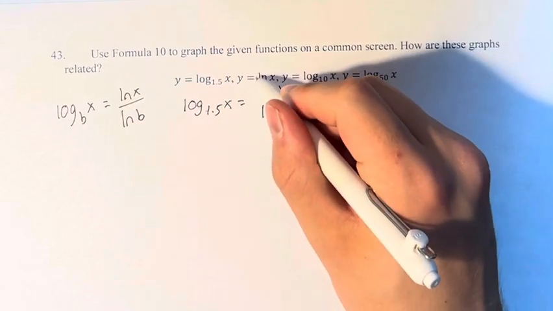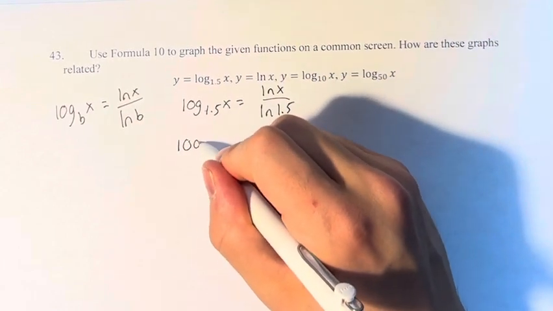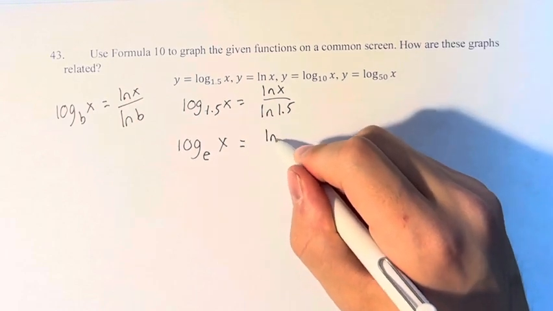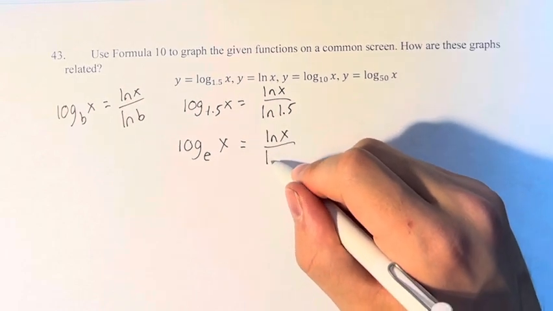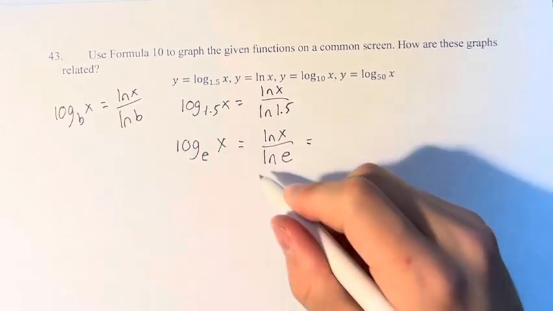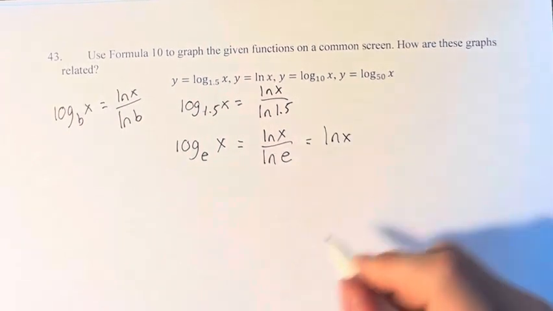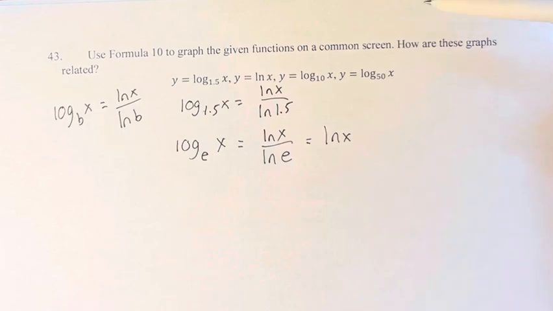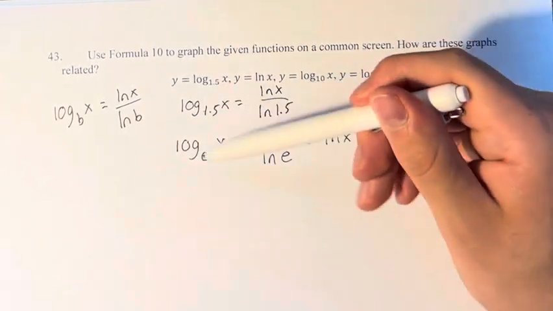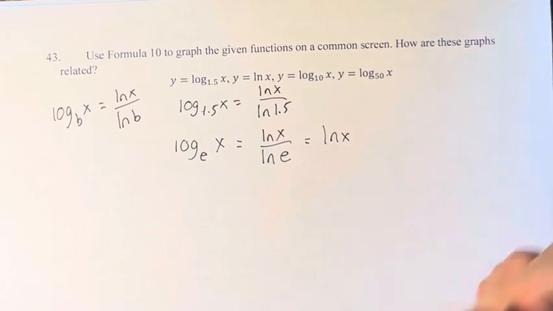So the natural log of x is log base e of x. So this is ln of x over ln of e. Natural log of e is 1, so this is just equal to ln of x. And obviously that makes sense since that's the original function, but I just wanted to use Formula 10 anyways, but all we have to graph is ln of x.